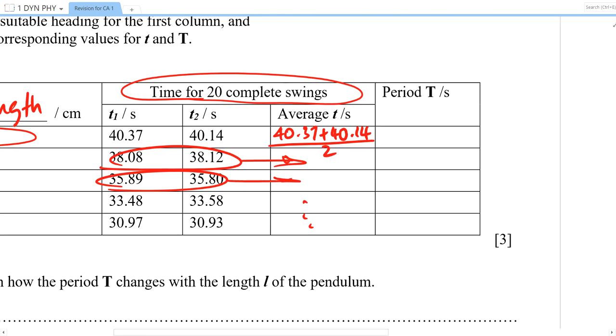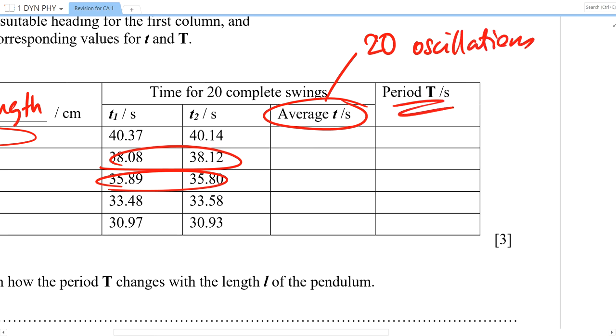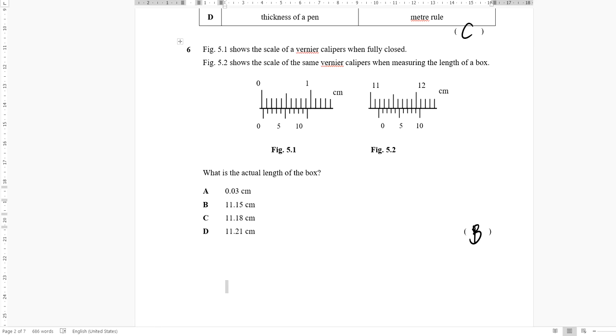Now that we have the average time, how do we find the period? This average is still for 20 oscillations. So if I want a period which is for 1, what should I do? Divide by 20. So from here to here, divide by 20. And you get the answer, again in 2 dp. You can try it yourself. These are the values.